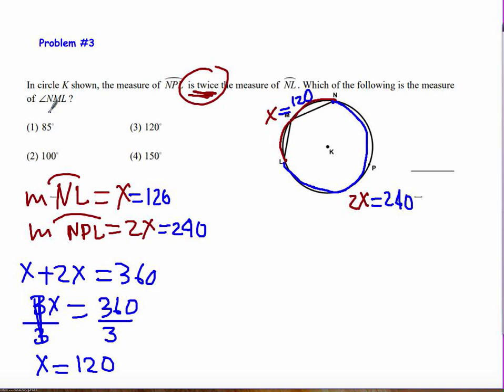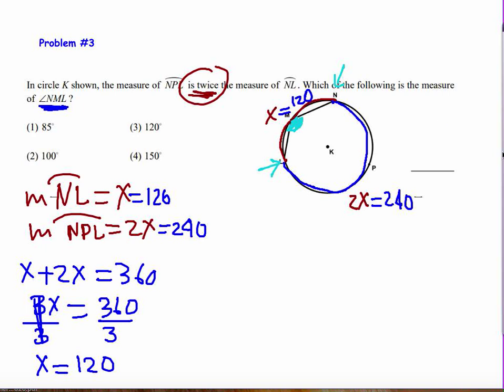What do we need to find? We need to find NML. We need to find this angle right here. Now, in order to do this, this is an inscribed angle, so we need to look for the corresponding central angle. This inscribed angle is between the endpoints N and L. So we have to look at the central angle with the same endpoints.